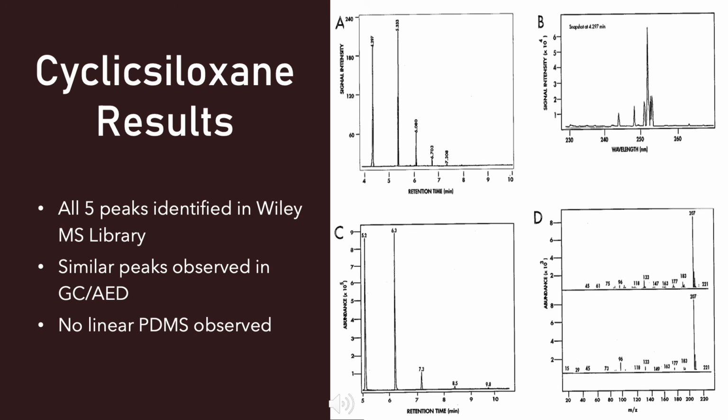Again, using GC, AED, and GCMS, the authors used cyclosiloxanes to test for silicone content. In Figure A, it is the GC AED results, and Figure C is the GCMS results. As you can see, they look pretty similar, except they're just slightly different in retention times. 5 peaks were able to be detected in the mass spec, and that actually was all 5 peaks.